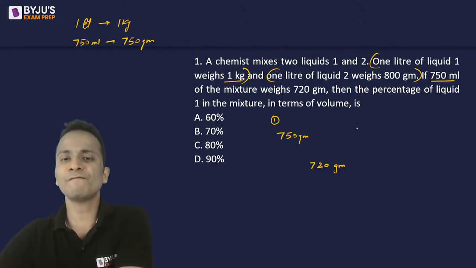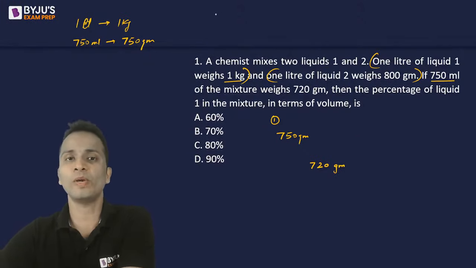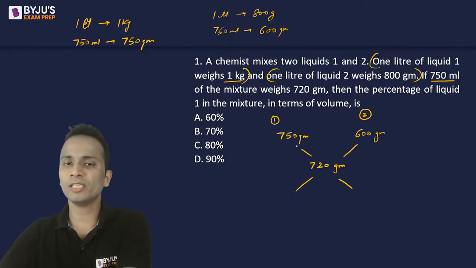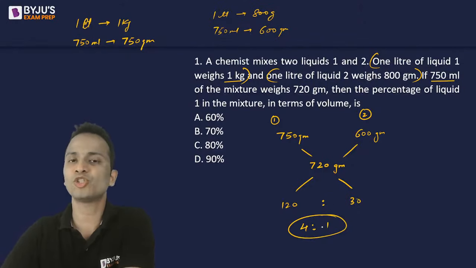Similarly, if I take 750 ml of liquid 2, what will be its weight? Now, 1 liter of liquid 2 weighs 800 grams. So, 750 ml of liquid 2 will weigh 600 grams. So, 600 grams is of liquid 2. Applying alligation on this, I'll get 120 and 30 here. So, the ratio in which they are mixed is 4:1.